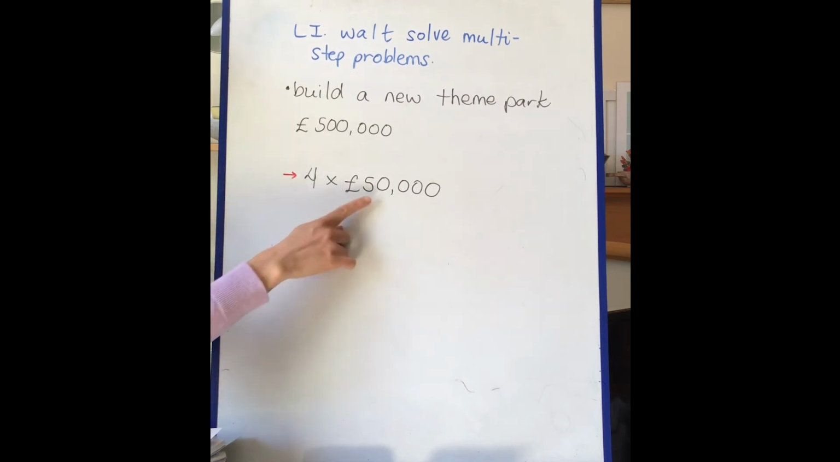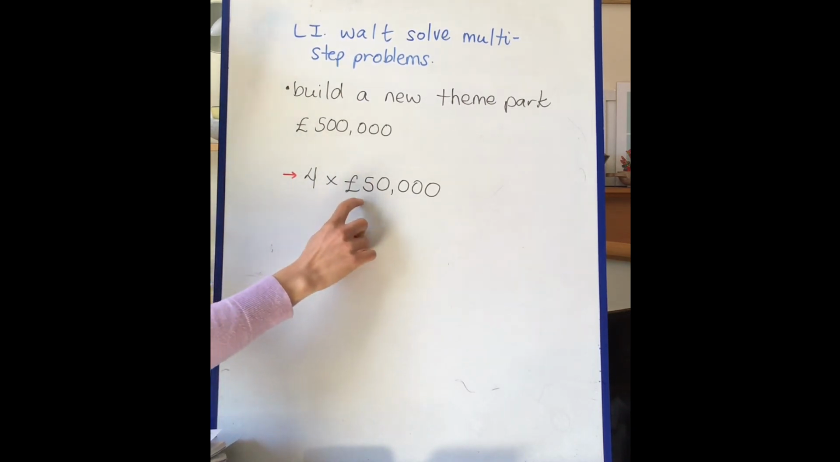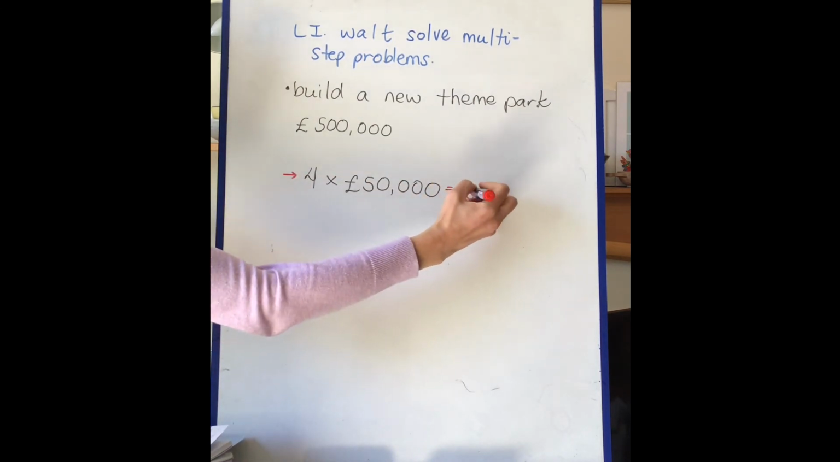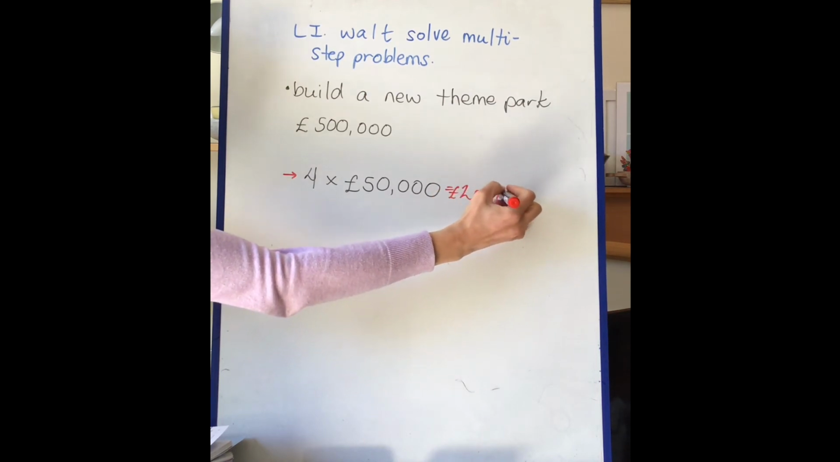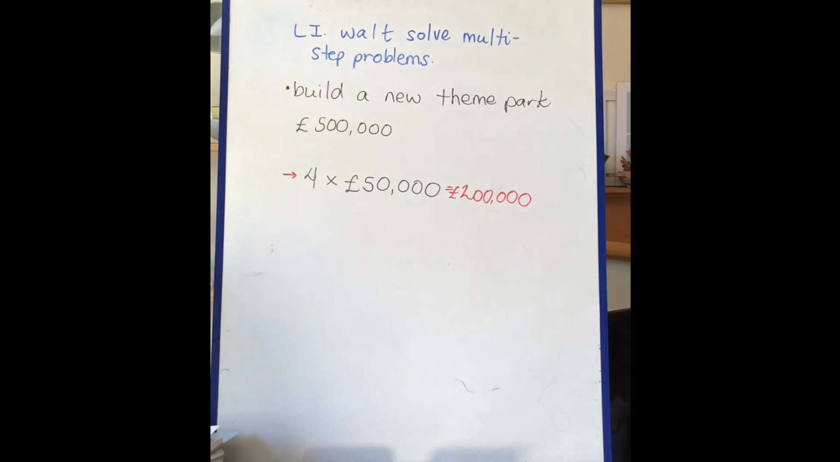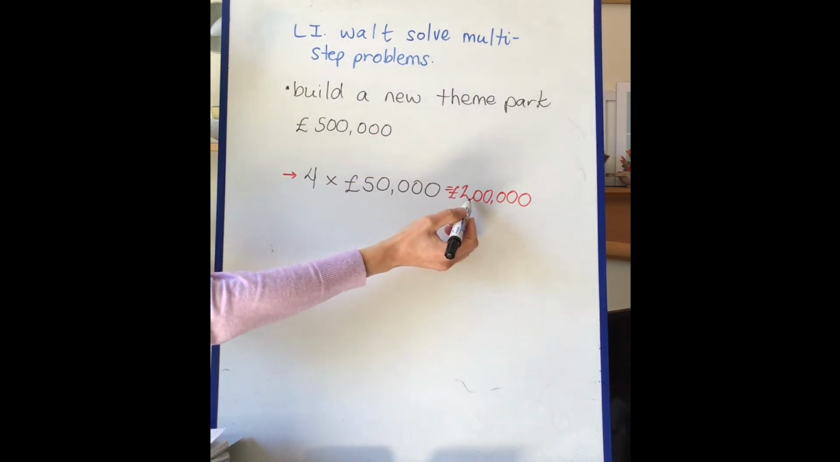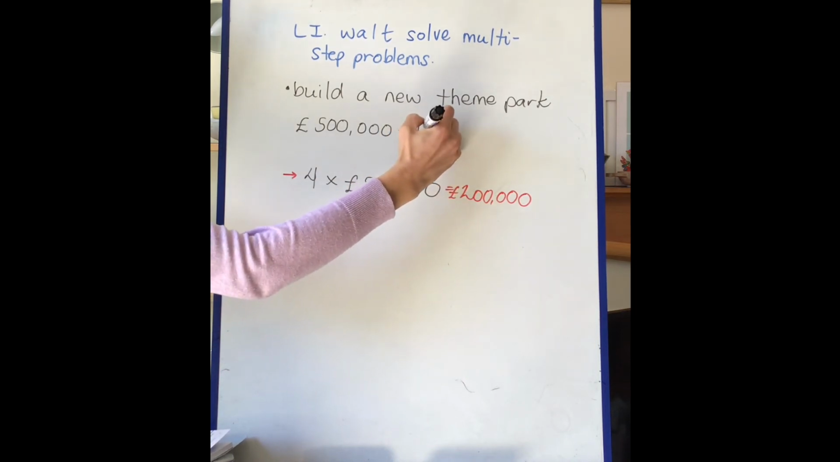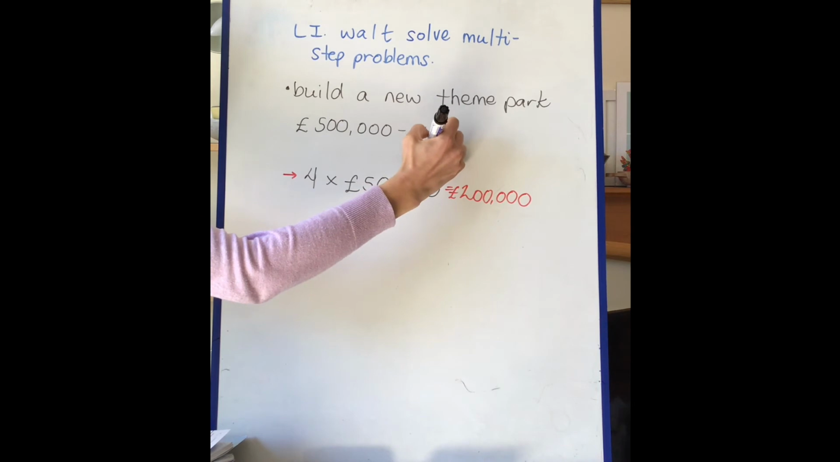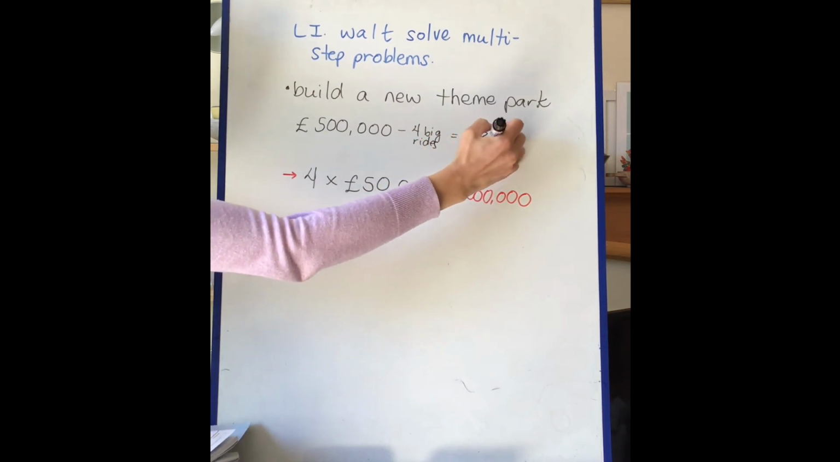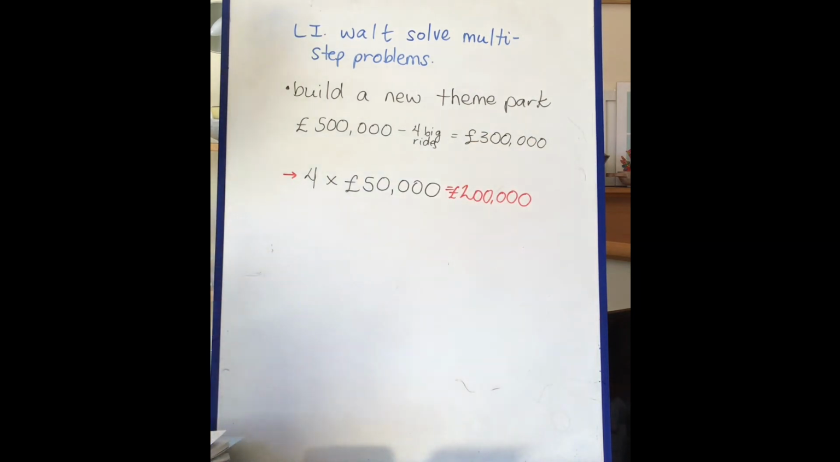Now we know that 4 times 5 is 20, and we know that we have to keep all these placeholders. So 4 times 50,000 is actually going to be 200,000. Okay, so as soon as you've got 4 big rides, then that's 500,000 take away your 200,000. So 500,000 minus 4 big rides is actually going to be 300,000. So now you're at 300,000. All right. Then we've got to work out where they would like to be and how much your paths are going to cost, and how close you want to get to the budget limit.